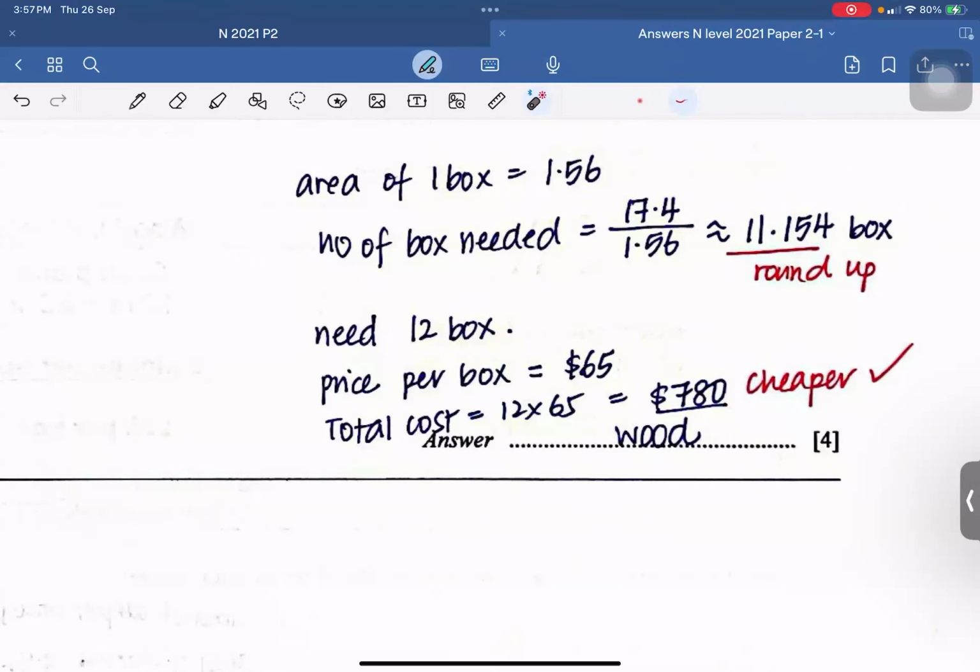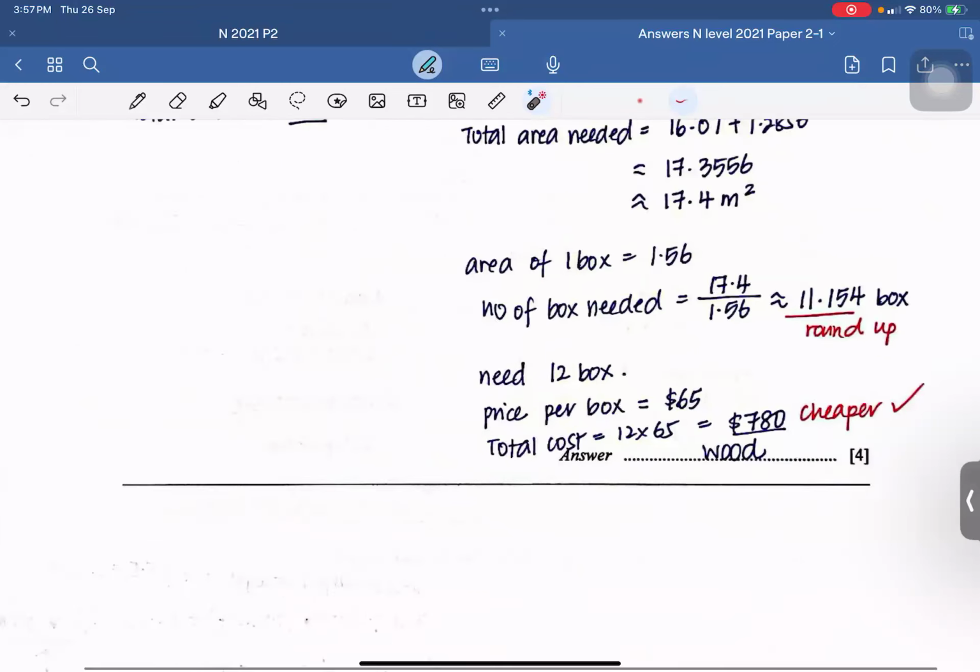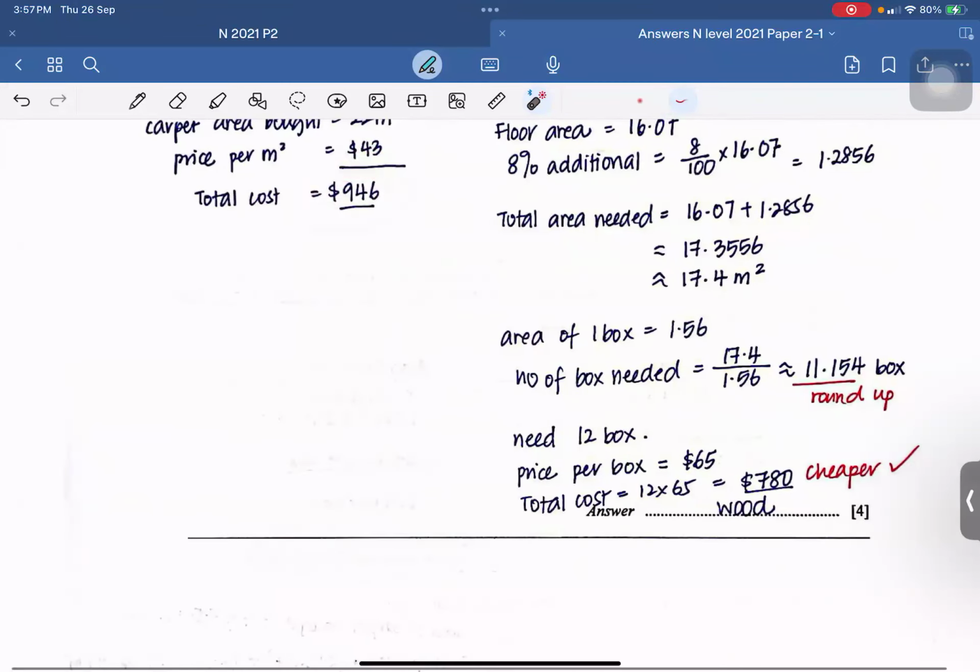Is this okay? Then I compare which one is cheaper. $946 for carpet, then the wood $780. So which one is cheaper? The wood is cheaper.